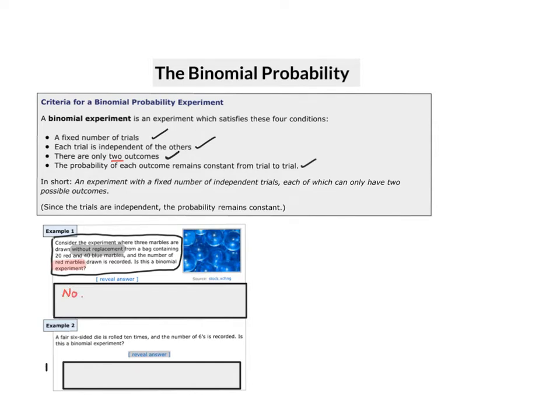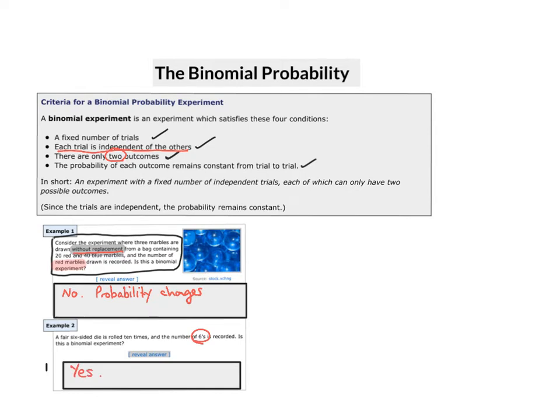And the reason being that without replacement means that the probability will change. And therefore each trial is not independent of the other, because the probability changes. Next: a fair 6-sided dice is rolled 10 times. The number of sixes is recorded, so it is two outcomes because it's either a 6 or not a 6. Therefore, the answer is yes, it is, because the probability does not change.